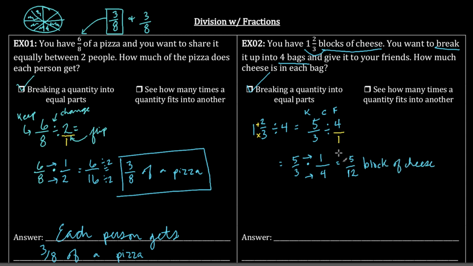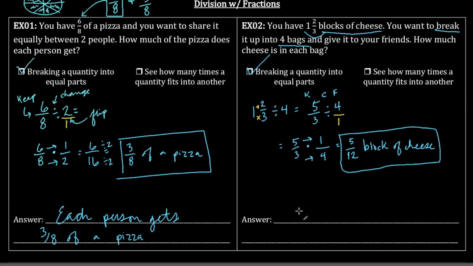Basically, if we took a block of cheese, we split it into 12 parts, we would only need 5 of those parts. So our answer to this question would be each bag would have 5/12 of a block of cheese.